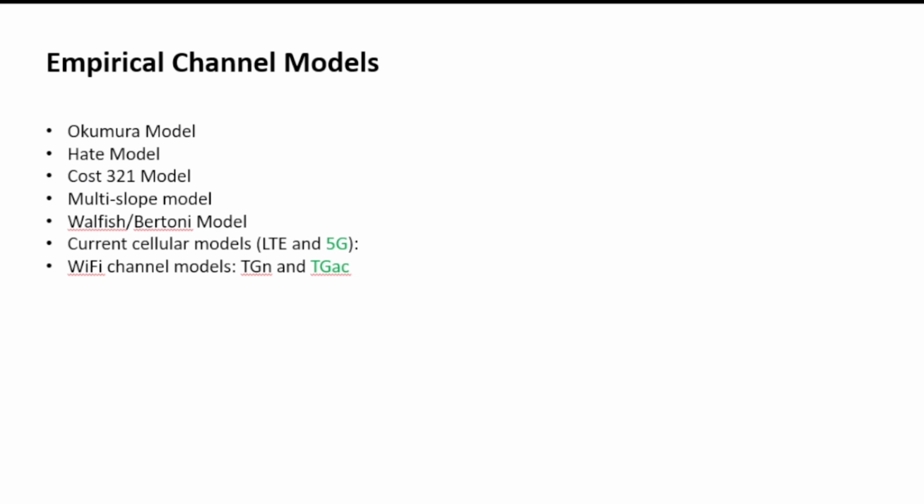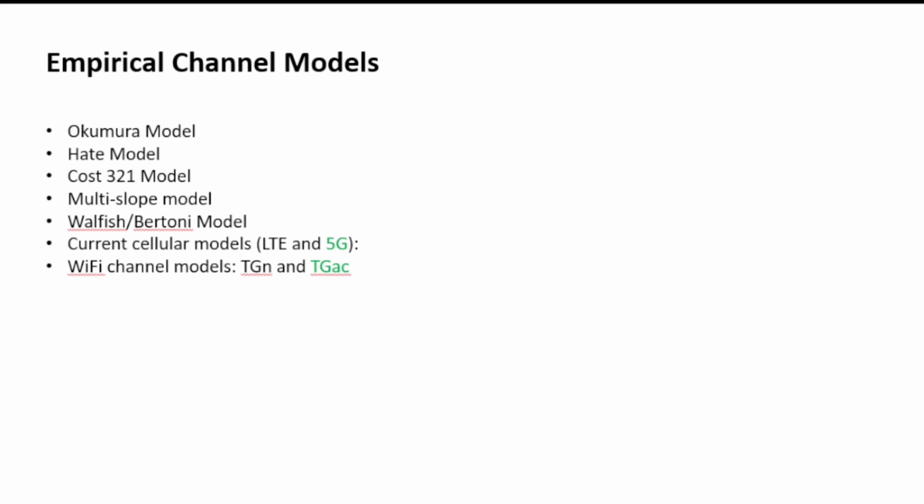Fourth is the multi-slope model. It's literally in the name, it's a model for multi-slope empirical channels. The fifth is the Walfisch or Bertoni model. It extends the COST-231 model to include diffractions. The last two are a bit more complex. They are the current cellular models, LTE and 5G. For LTE, there are detailed path loss models for UE and base stations for different multipath delay spreads, user speeds, and MIMO antenna correlations.